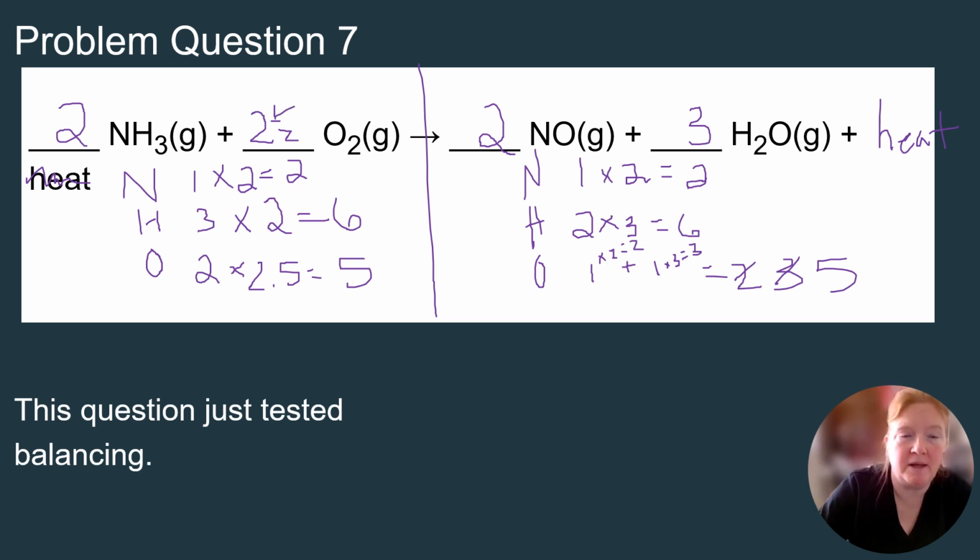So if I multiply this by 2 and get 5, I would have to then multiply everything else by 2. So that would be 4, 4, and 6. And then everything would be balanced. Look, 4 nitrogens, 4 nitrogens. 4 times 3 is 12 hydrogens. 6 times 2 is 12 hydrogens. This is 10 oxygens, and I have 4 of them here and 6 of them here.